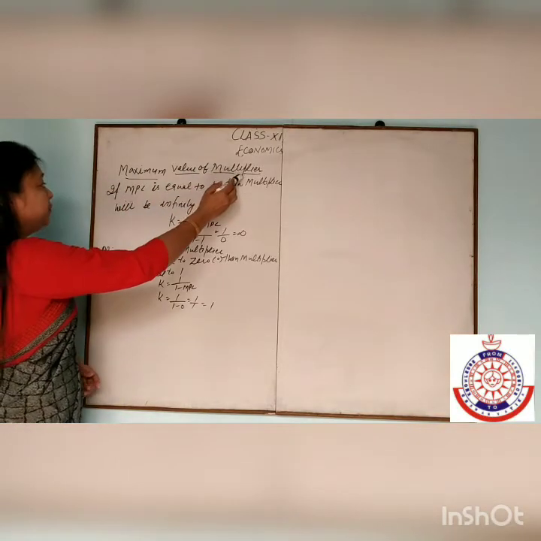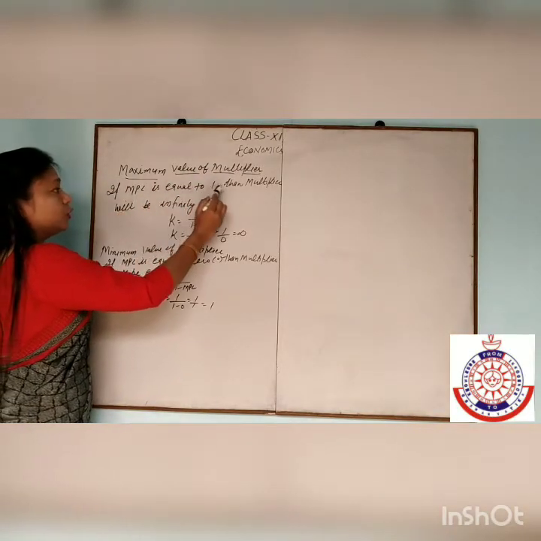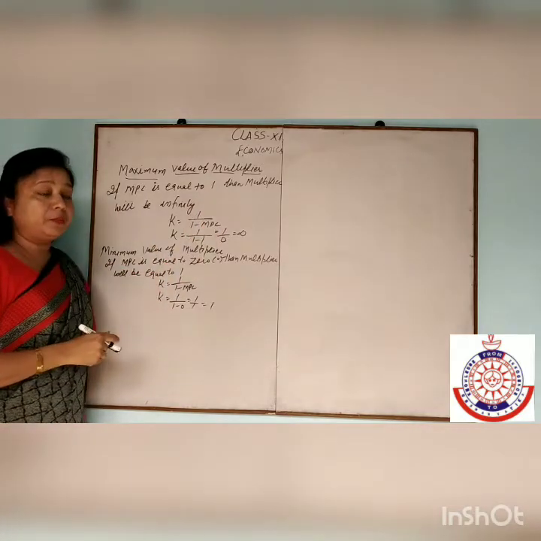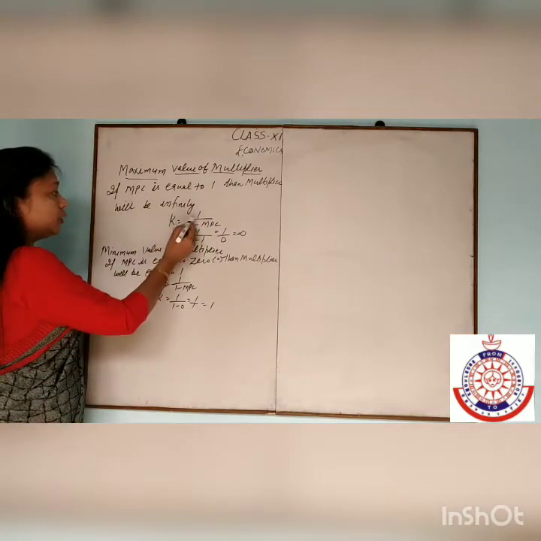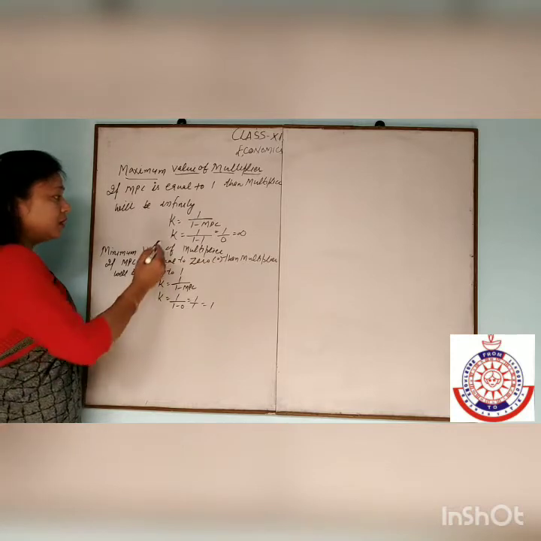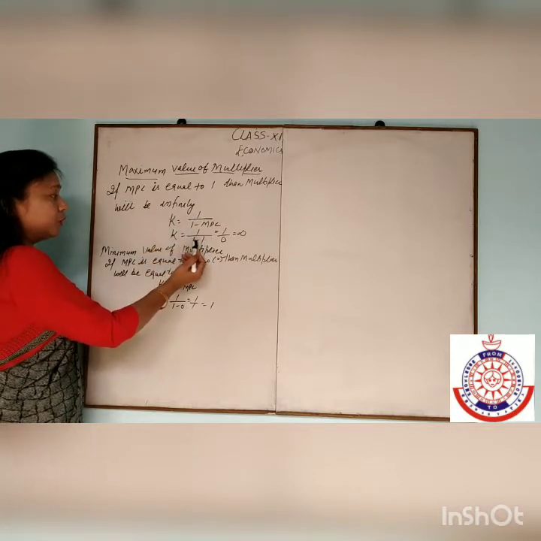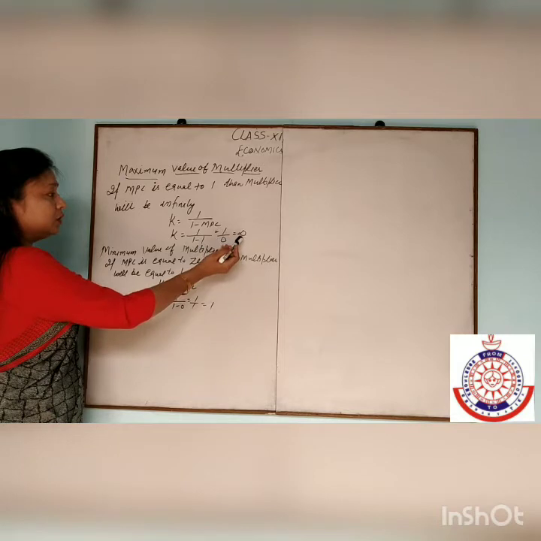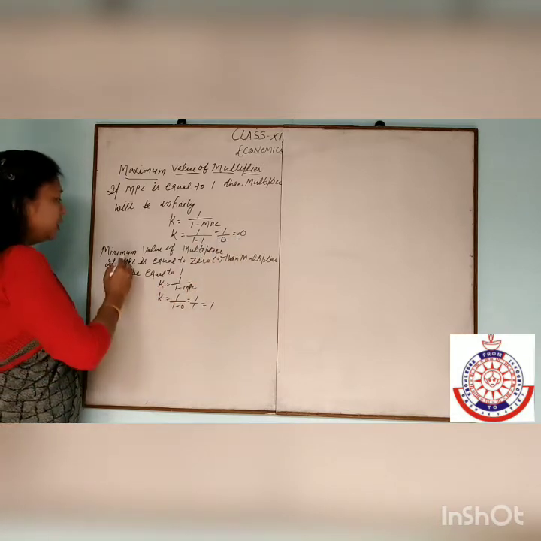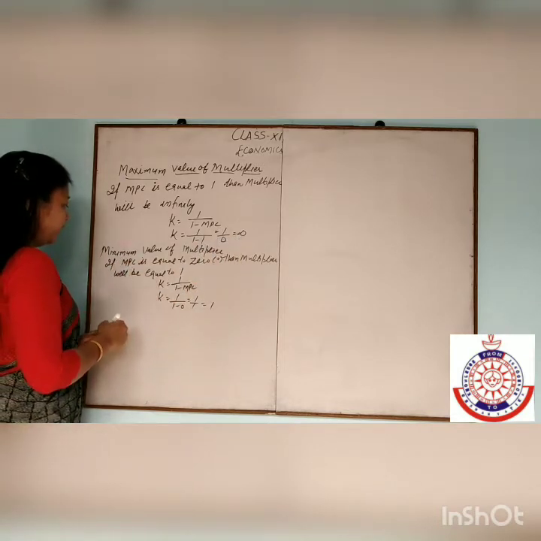Maximum value of multiplier: if MPC is equal to 1, then the multiplier will be infinity. K is equal to 1 over 1 minus MPC. K is equal to 1 over 1 minus 1, that is 1 upon 0, which is equal to infinity. Now, the minimum value of a multiplier.